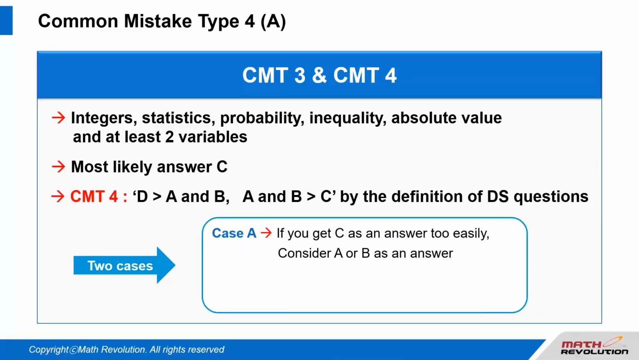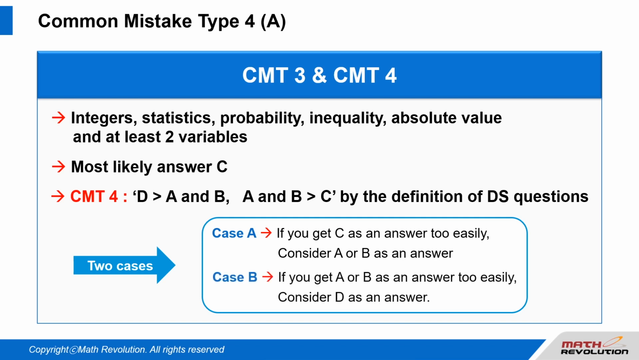Case A. This is also known as CMT4A, which tells us that if you get C as an answer too easily, consider A or B as an answer. So if you are confused as to whether the answer is A or C, then A is likely the answer. Also, if you are confused between B or C, then B is the likely answer. Case A appears in the exam more often than Case B.